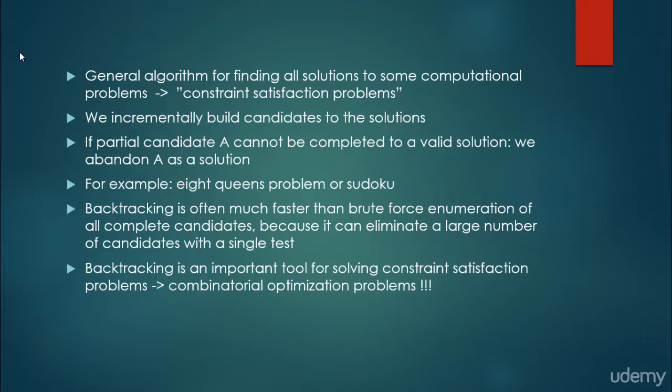And if a partial candidate, for example A, cannot be completed to a valid solution, then we abandon A as a solution. For example, problems such as the 8 queens problem or Sudoku can be solved with the help of backtracking. Backtracking is often much faster than brute force enumeration of all complete candidates because it can eliminate a large number of candidates with a single test. Backtracking is an important tool for solving constraint satisfaction problems, such as the combinatorial optimization problems.